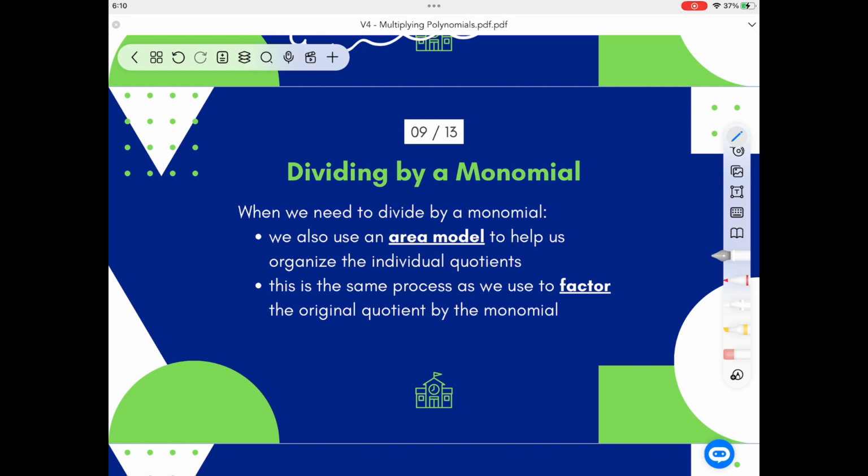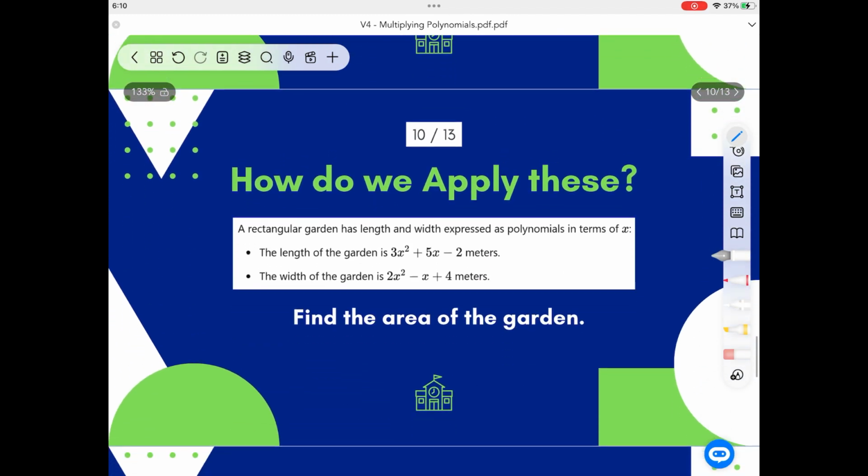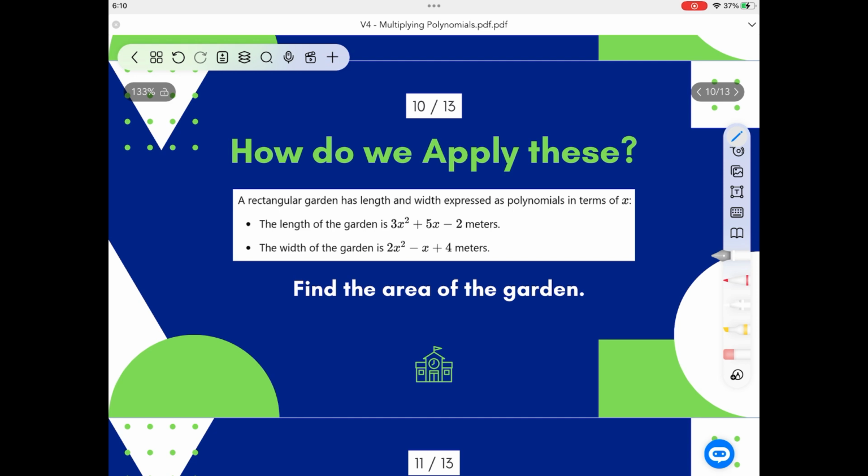Either way, we're doing the same process where we start with the inside, we put a term on the outside at the front that we want to divide by, and then the quotient goes across the top to help us figure out what the result would be when we divide. Now you're going to move on to how we apply these in a contextual situation.